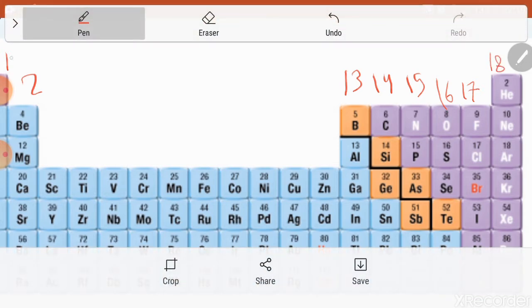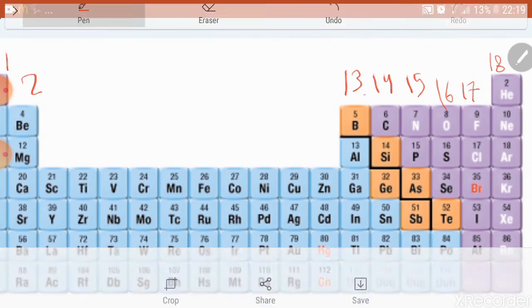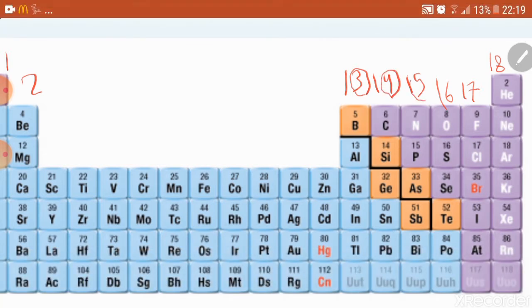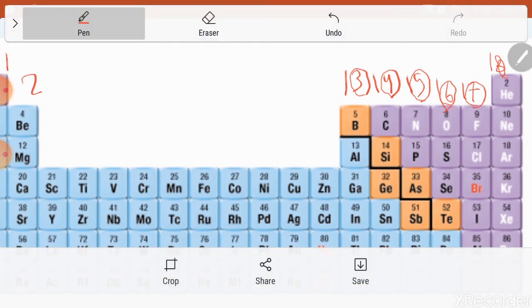Okay, now in number 1 and 2 there is no problem. The number of valence electrons is 1. Here the number of valence electrons is 2. Here the number of valence electrons is 3. Number of valence electrons 4. Number of valence electrons 5. Number of valence electrons 6. Number of valence electrons 7. Number of valence electrons 8. That's it. Okay, let's go back to silicon and germanium.